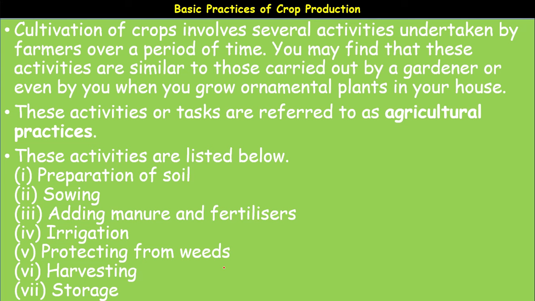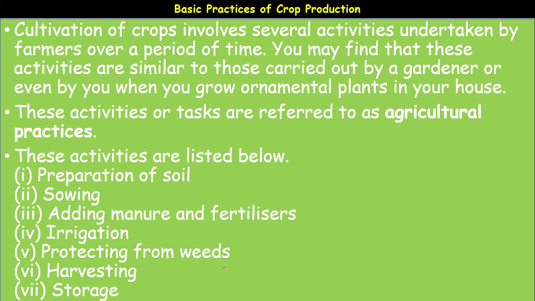The activities are listed below. What are they? Preparation of the soil, sowing, adding manure and fertilizers, irrigation, protecting from weeds, harvesting, storage, etc. Okay, there are 9 main steps. Soil preparation, which includes ploughing and leveling.